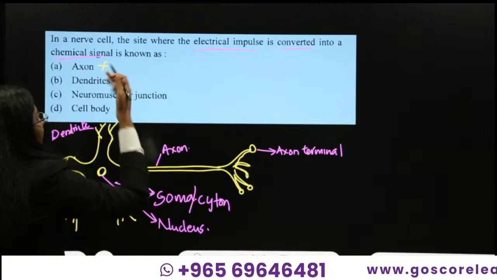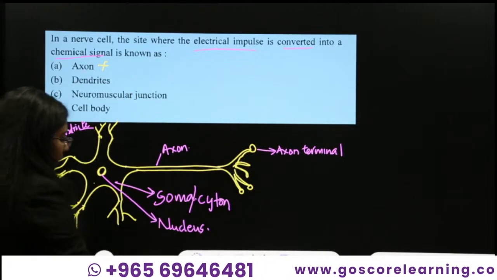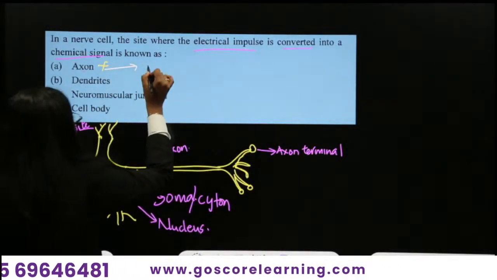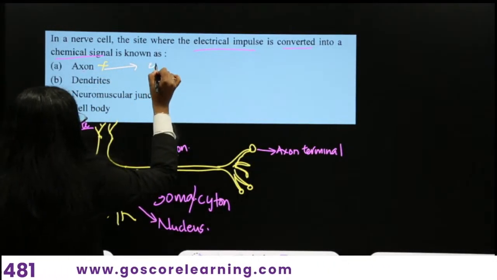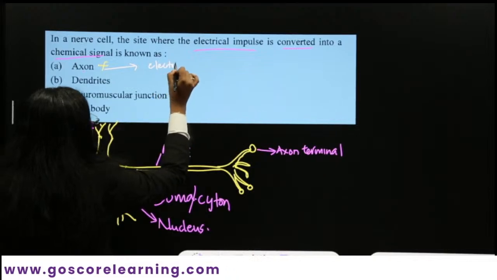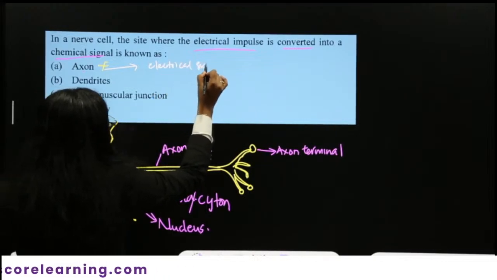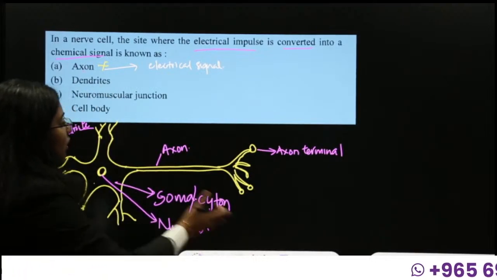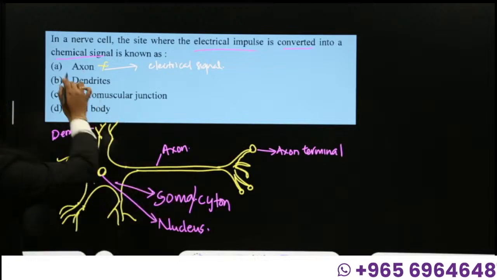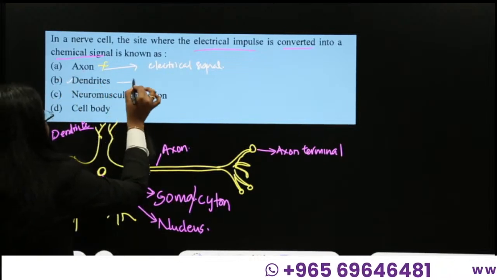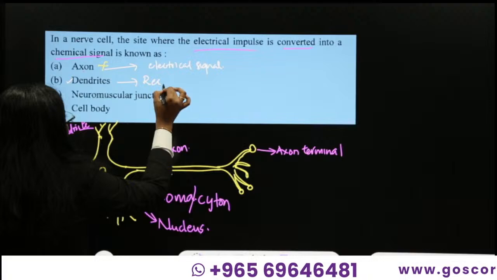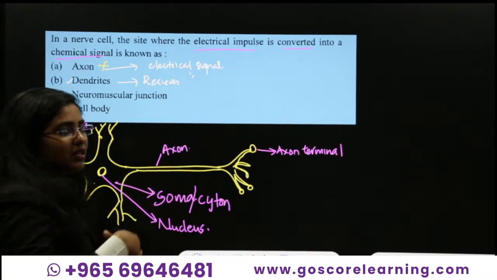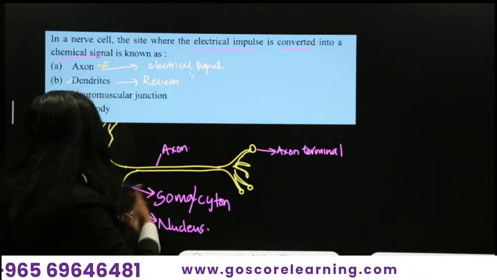It is not in the axon. In the axon, the impulse is moving on. In the case of the axon, the electrical signals are passed to the next neuron, towards the axon terminal. The dendrite is the receiving part. It receives the signals, and the chemical signal is converted into an electrical signal in the dendrites.